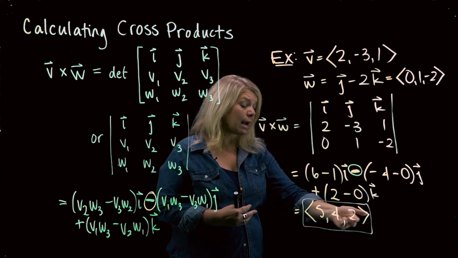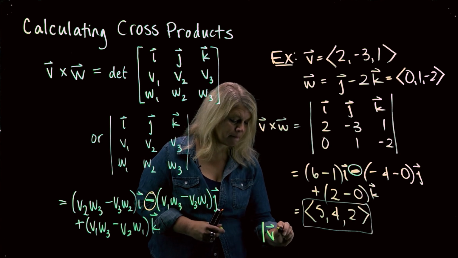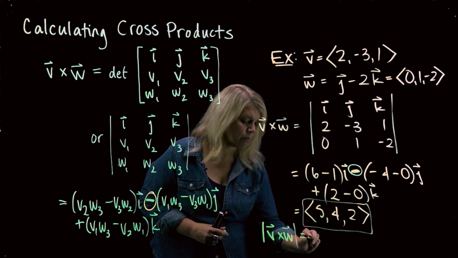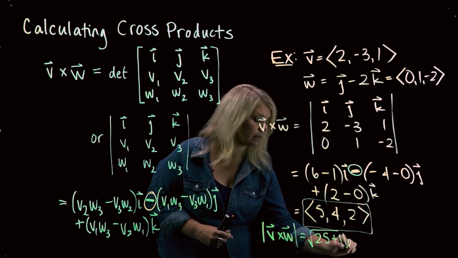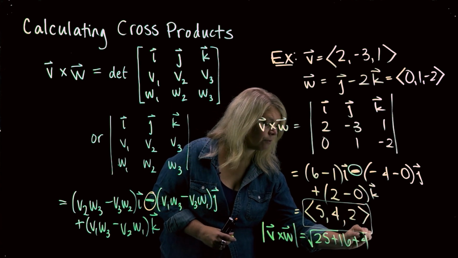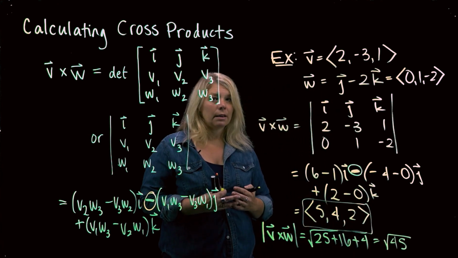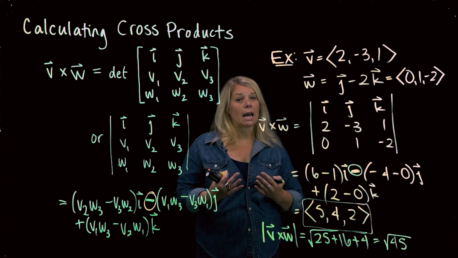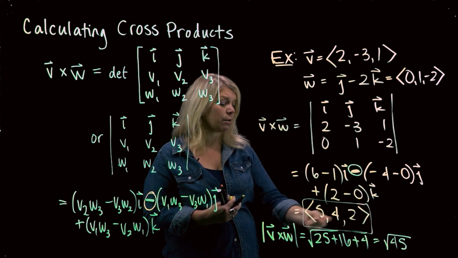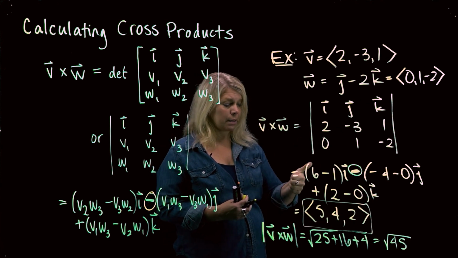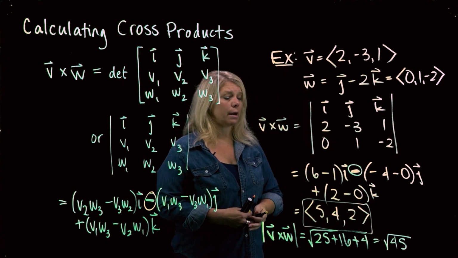And then the other thing is that the magnitude of this vector, so the magnitude of v cross w, would be the square root of 5 squared, 25, plus 4 squared, 16, plus 2 squared, 4. So square root of 45, or 3 square root of 5. The magnitude of that vector would represent the area of the parallelogram formed by these two vectors. So this cross product vector is a directed area. Direction, perpendicular; magnitude of this vector represents the area of that parallelogram formed by those other two vectors.